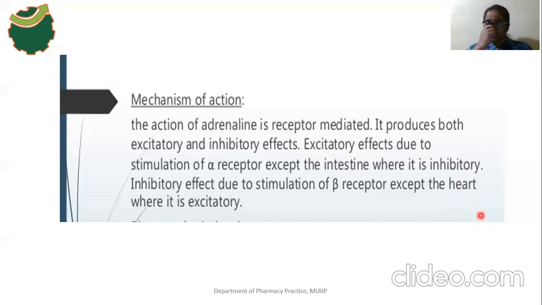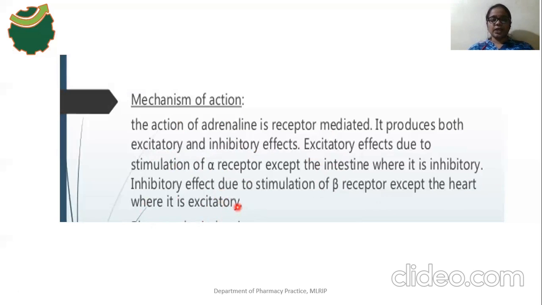Okay, so the remaining beta action on smooth muscles is what? Relaxant effect, because the excess levels of cyclic AMP in smooth muscle cause the relaxant effect. The same cyclic AMP effect on the heart is what? Contraction effect. So adrenaline produces both excitatory and inhibitory effects. If alpha receptor stimulation occurs, an excitatory effect occurs, except in the intestinal region. The inhibitory effect is produced due to stimulation of beta receptors, except in the heart. In the heart region, an excitatory effect will be produced.